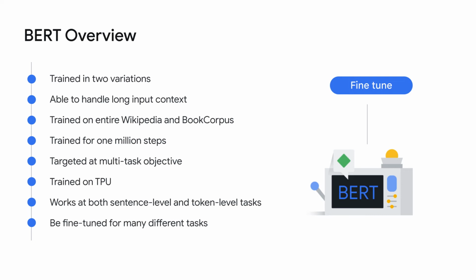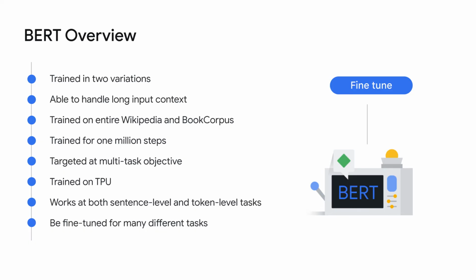The BERT model is powerful because it can handle long input context. It was trained on the entire Wikipedia corpus and books corpus. The BERT model was trained for 1 million steps. BERT is trained on different tasks, which means it has a multitask objective. This makes BERT very powerful.